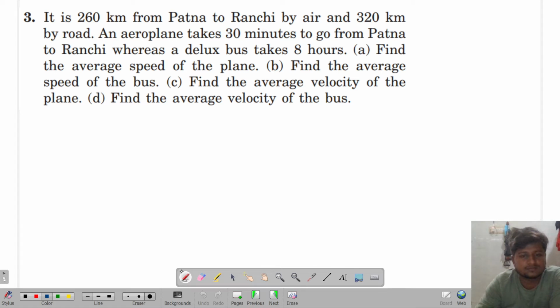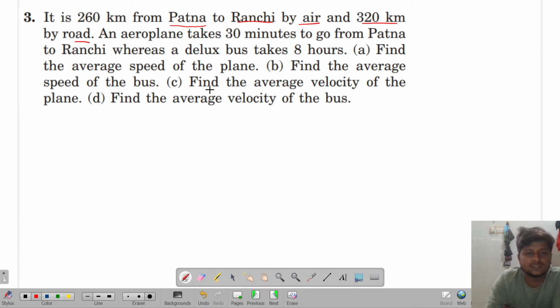Question number 3. Okay, this is a question from our side. Patna is there. It is 260 km from Patna to Ranchi by air and 320 km by road. Aeroplane takes 30 minutes to go from Patna to Ranchi, whereas a deluxe bus takes 8 hours. Find the average speed of the plane.